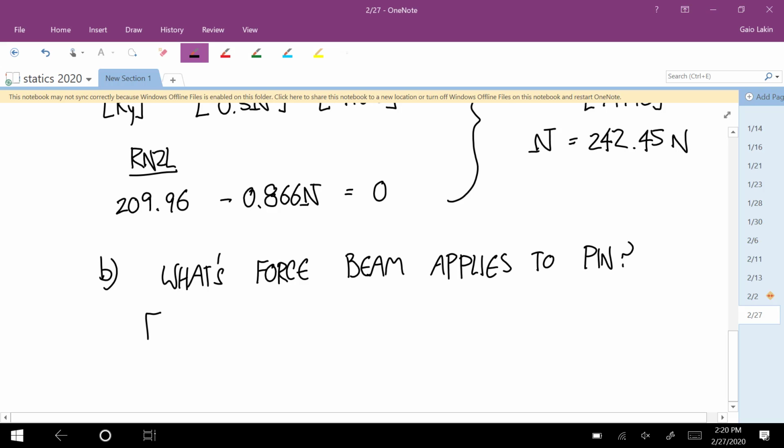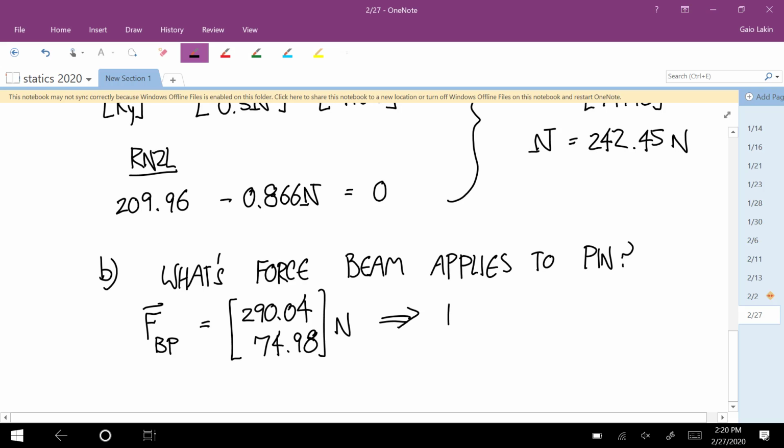Well, we know that the force on the beam by the pin is positive 290.04, positive 74.98. And so that means that the force on the pin by the beam has to be equal and opposite of that. So negative 290.04, negative 74.98. Any questions about that one?